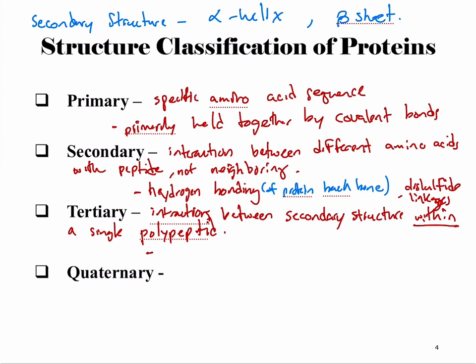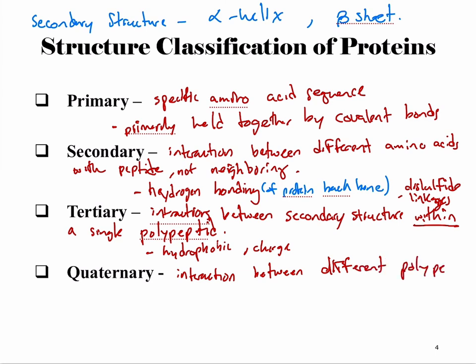And this is primarily held together by hydrophobic interactions, charge interactions, and you can have other things like hydrogen bonding, but it's primarily held together by these interactions. Quaternary structure is going to be interactions or forces between different polypeptide chains.